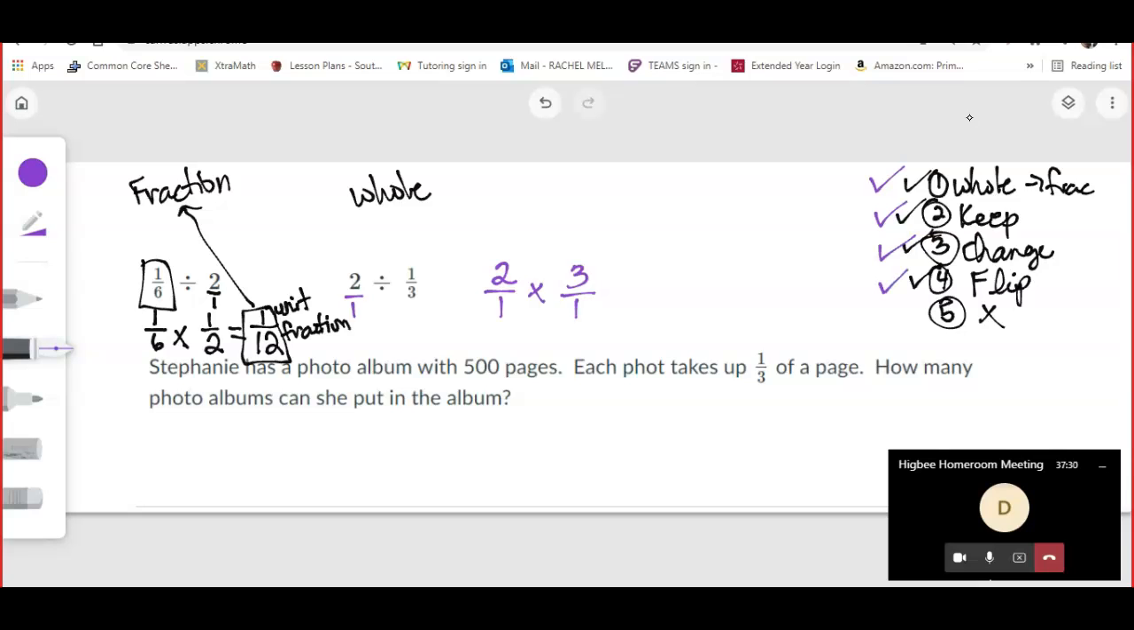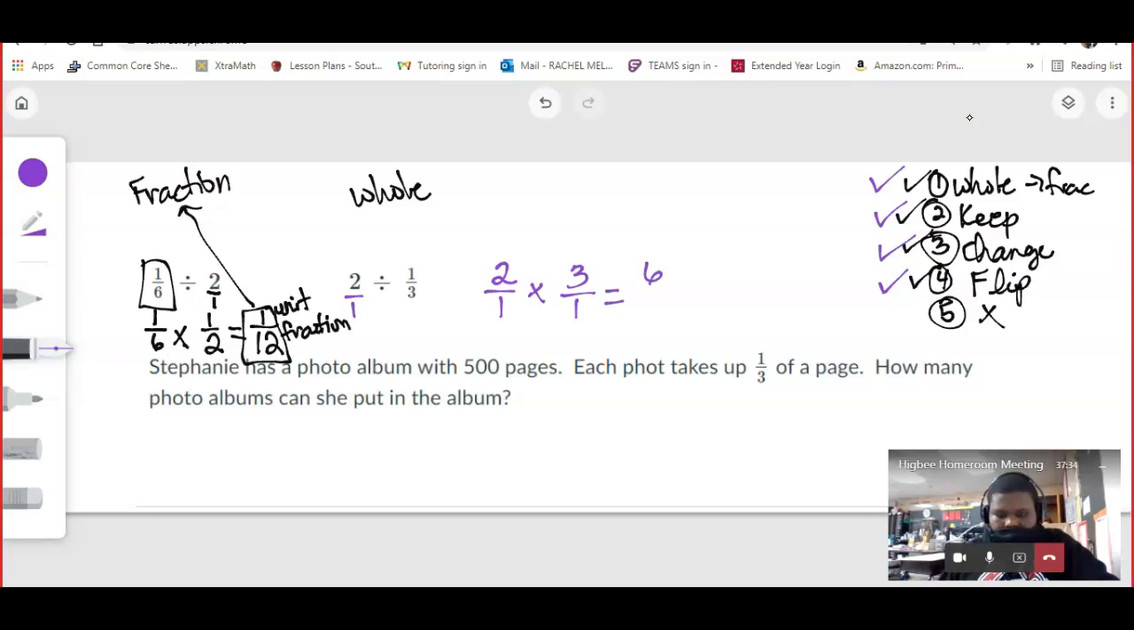Okay, good. All right, so everybody, 2 times 3? 6. 1 times 1, 1, which equals? 6. Okay. Double check and make sure we started with a whole, so did we end with a whole? Yes. Okay, then we have a reasonable answer. All right, so let's look at this last one.